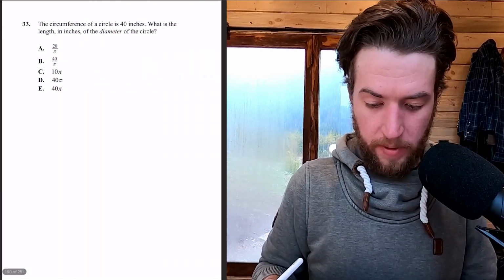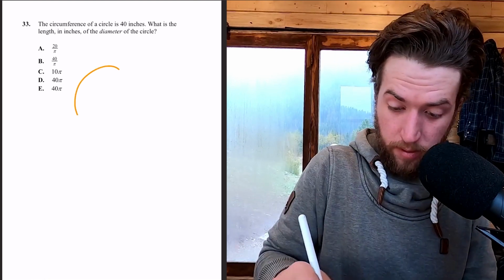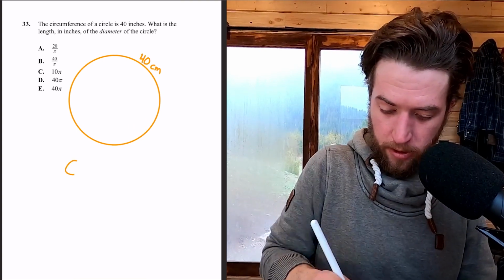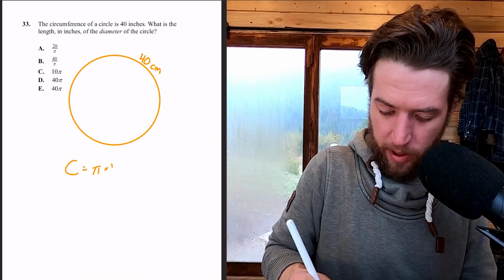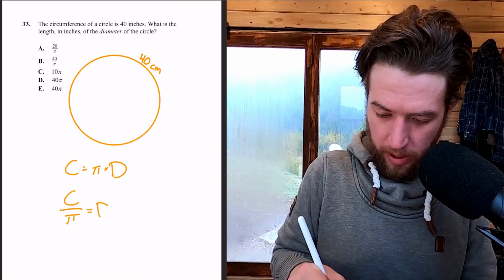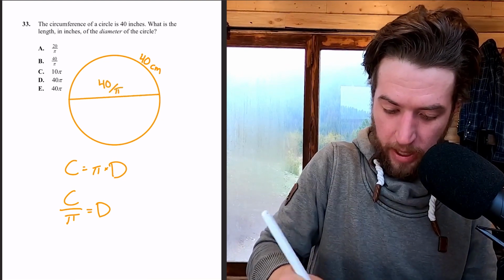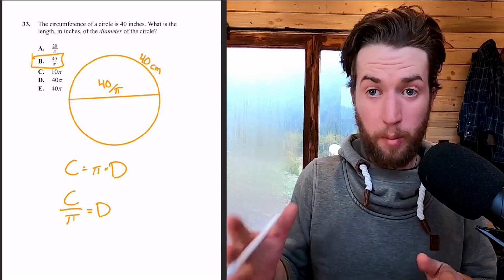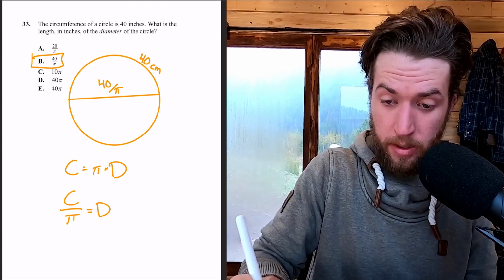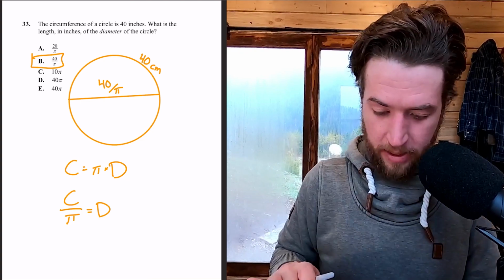All right. The circumference of a circle is 40 inches. What is the length in inches of the diameter of the circle? Okay, so the circumference is 40 all the way around, 40 inches. And circumference is equal to pi times diameter. So therefore, circumference over pi equals the diameter. So the diameter is 40 over pi. Hey, that is what pi is. There are 3.14 diameters in any circle. Anyway, we can come back to that when we're not taking a test.